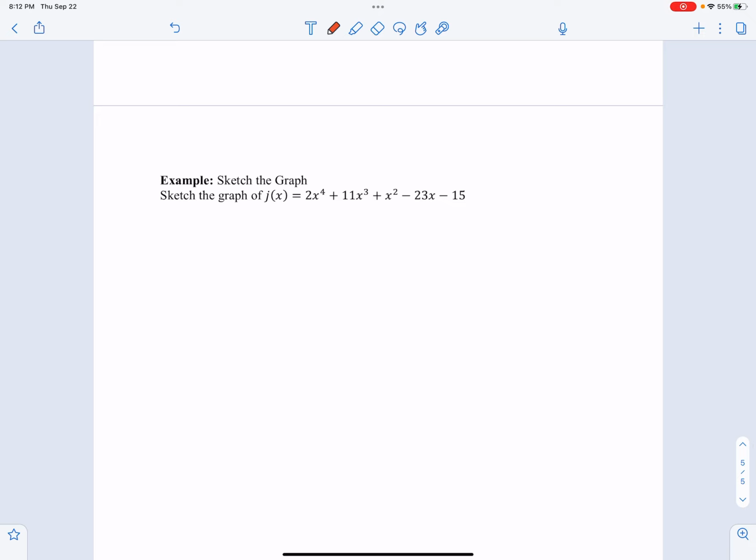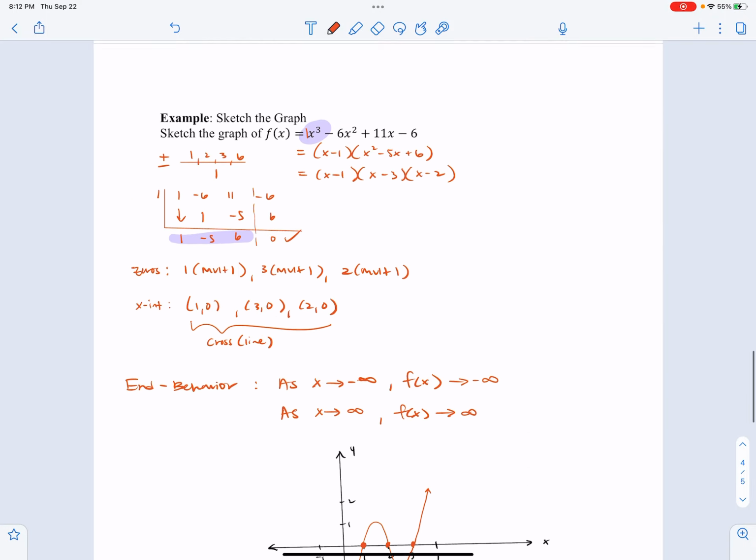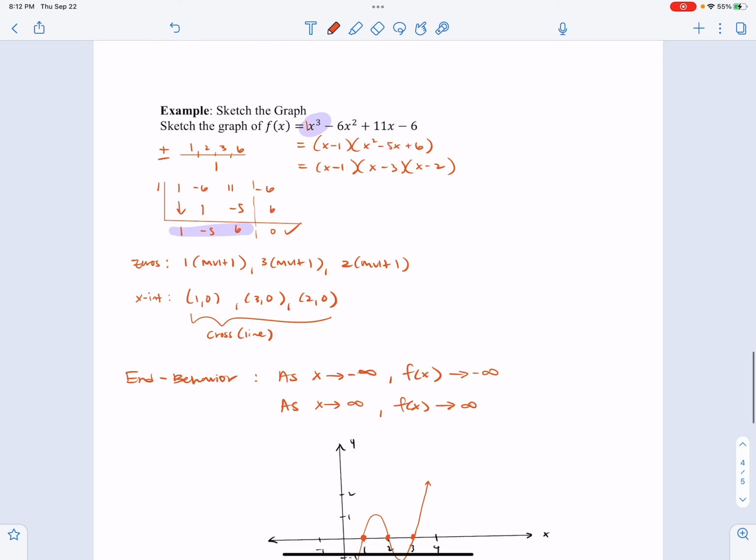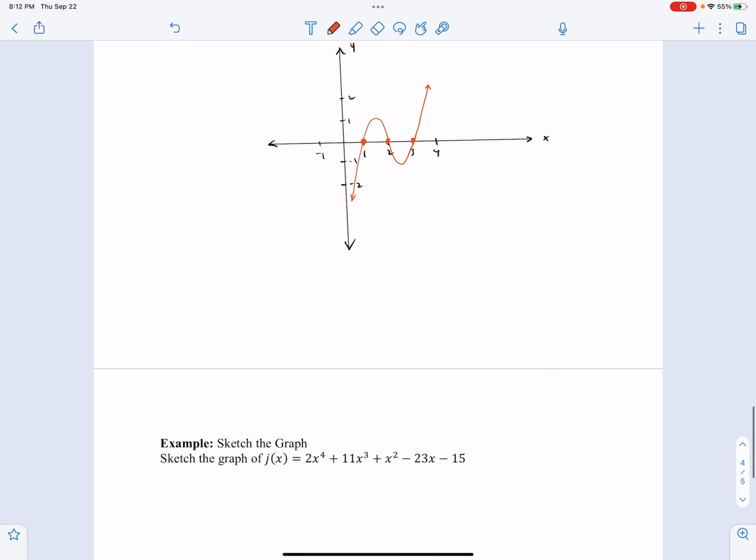Okay, and we'll do one more sketching the graph. So identifying our x-intercepts. I guess we could have identified our y-intercept for this one. Our y-intercept would have been (0, -6). So we could have plotted that.